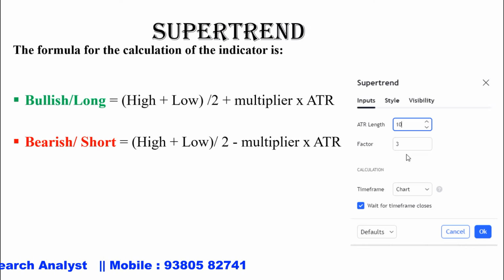Now we can see the formula for calculating the SuperTrend. First, for bullish, if you are entering into the long trade, it equals high plus low divided by 2 plus multiplier times ATR. For bearish, if you are entering into the short trade, it equals high plus low divided by 2 minus multiplier times ATR. So this is the SuperTrend calculation.